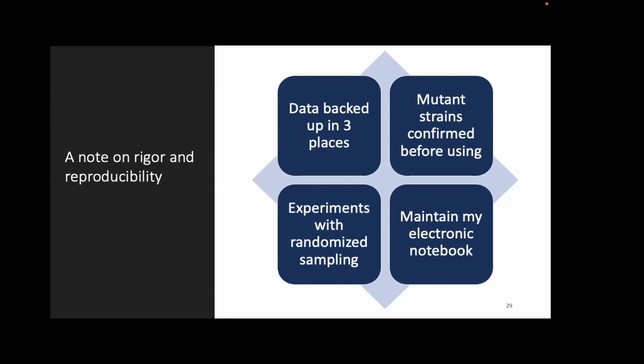I also think it's really important to always do randomized sampling. I would do a lot of microscopy with the hyphae, and I always want to make sure that I'm not being biased by just selecting what I think should be selected. And lastly, I maintain an electronic notebook. It is a game changer. It's very easy to be transparent because you can just share it with other members of the lab, and it's just very easy to update.